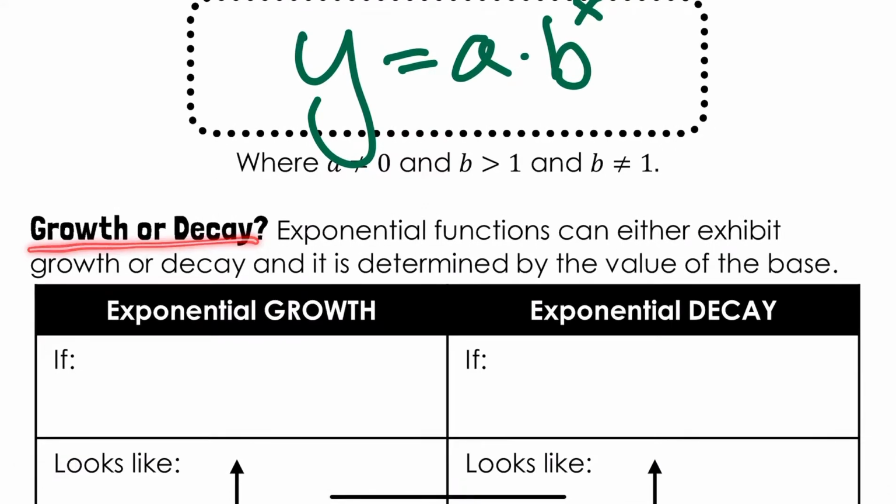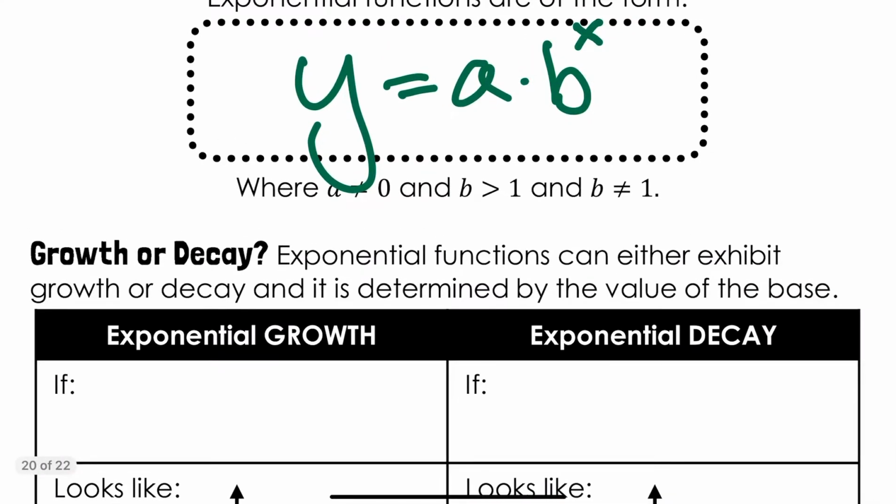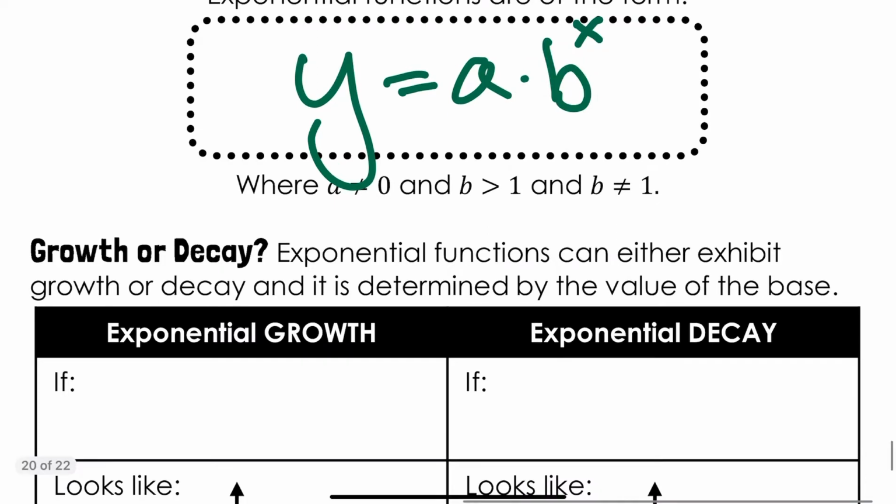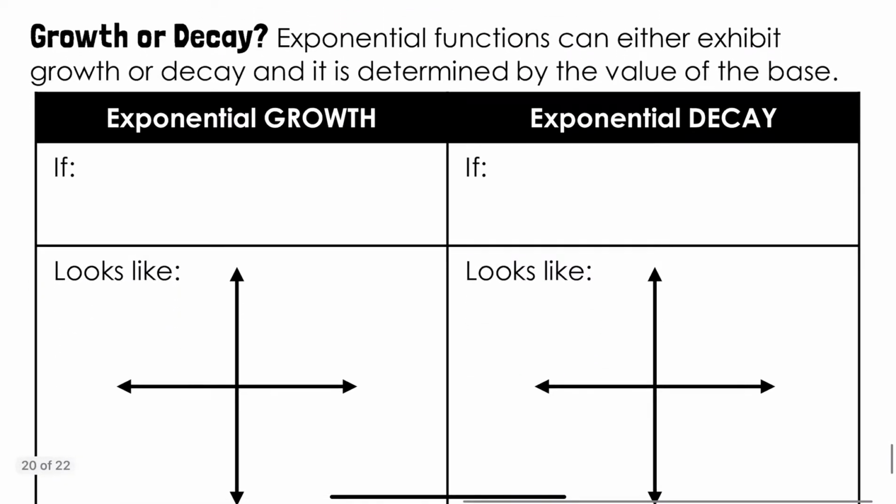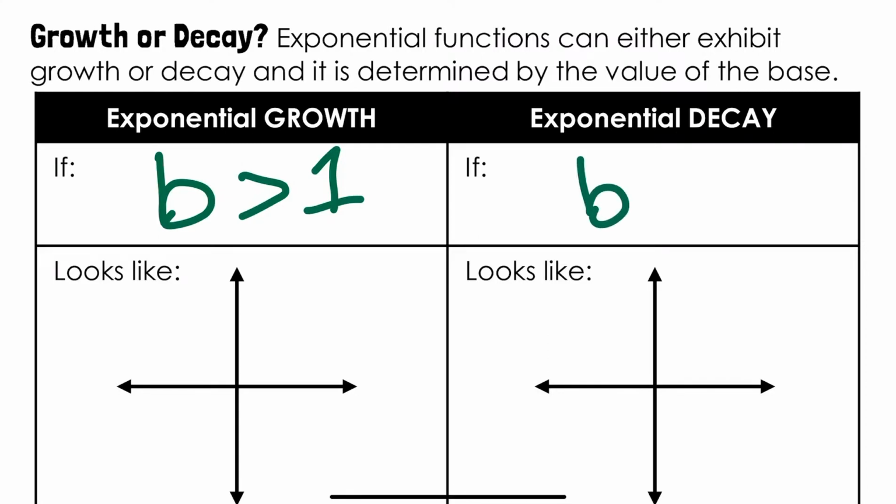All right, so let's talk about what we can do with these. So growth or decay. Exponential functions can either exhibit growth or decay, and that is determined by the value of the base. Base starts with b. Our b is our base here. So this b is going to tell us if we're growing or decaying. If our b is greater than 1, it's going to grow. If b is less than 1, it will decay.